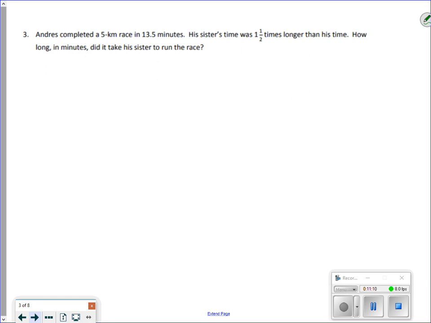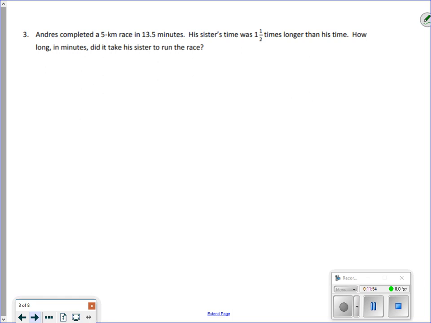Now, there are a few different ways that you can solve this problem. There's more than one way to solve this problem. Andre completed a 5-kilometer race in 13 and 5/10 minutes. His sister's time was 1.5 times longer than his time. How long in minutes did it take his sister to run the race?